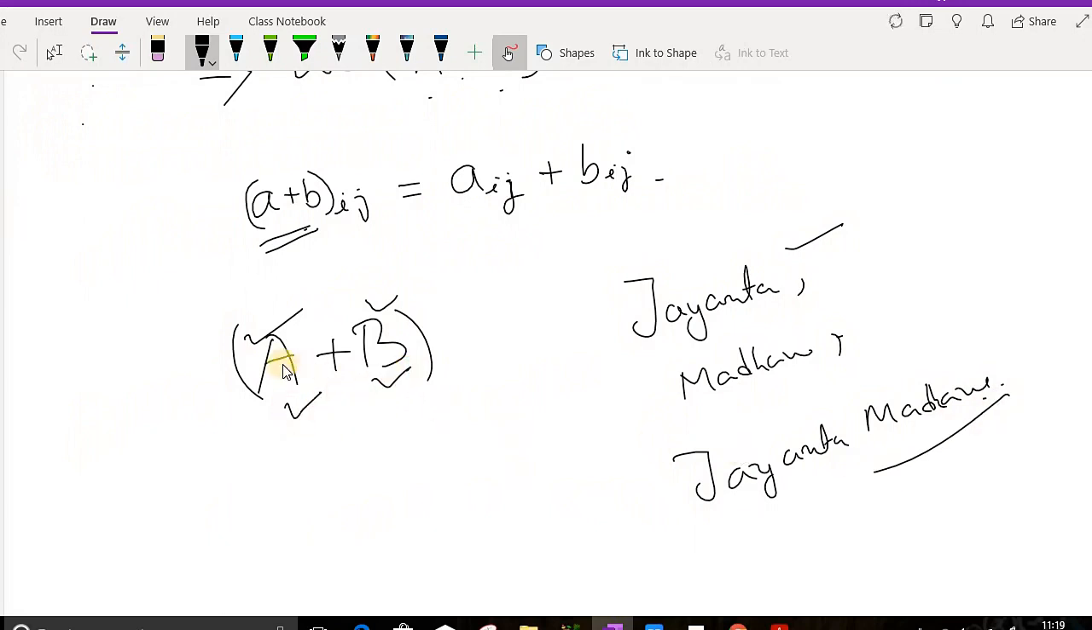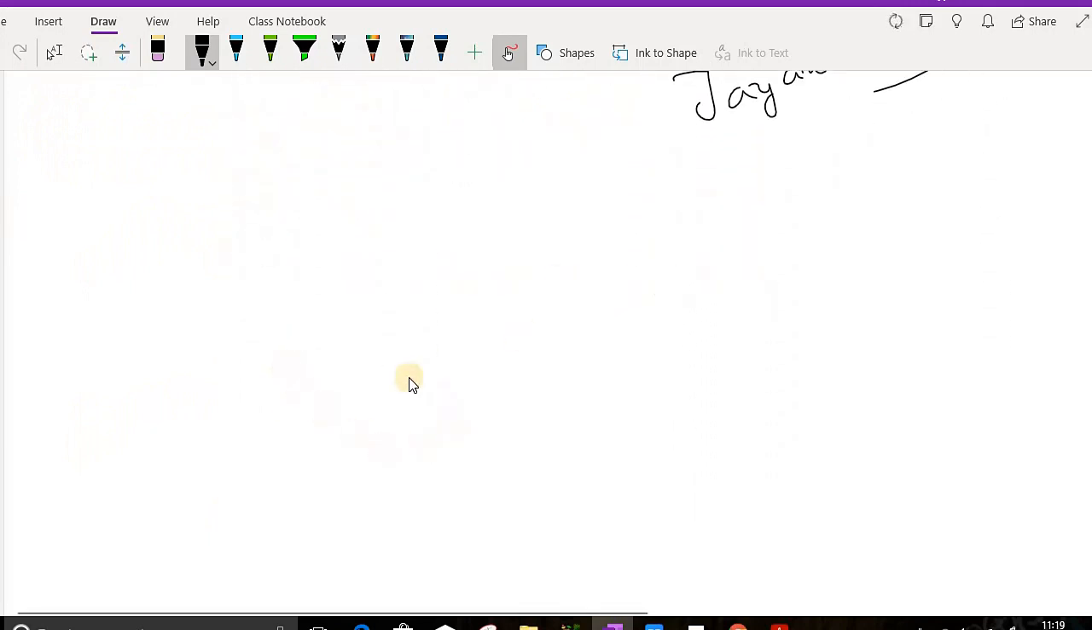A is a matrix, B is a different matrix, and A plus B is another matrix. Elements of A are given by Aij, elements of B are given by Bij, and elements of A plus B are given by Aij plus Bij. Getting the point? Okay, that is the thing.